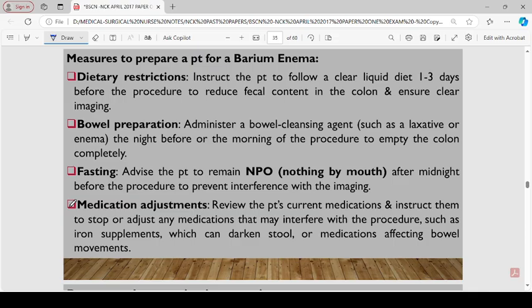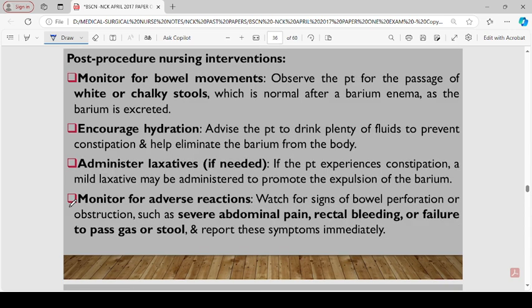Measures to prepare a patient for the barium, what you need to do: we have to look at dietary restriction. Instruct the client to follow a clear liquid diet for about 3 days before the procedure to reduce fecal content in the colon and ensure clear visualization. Others include bowel preparation, fasting, and medical adjustments. For the post-procedure, you could monitor the bowel sounds, encourage hydration, administer laxatives if needed, and monitor for adverse reactions.